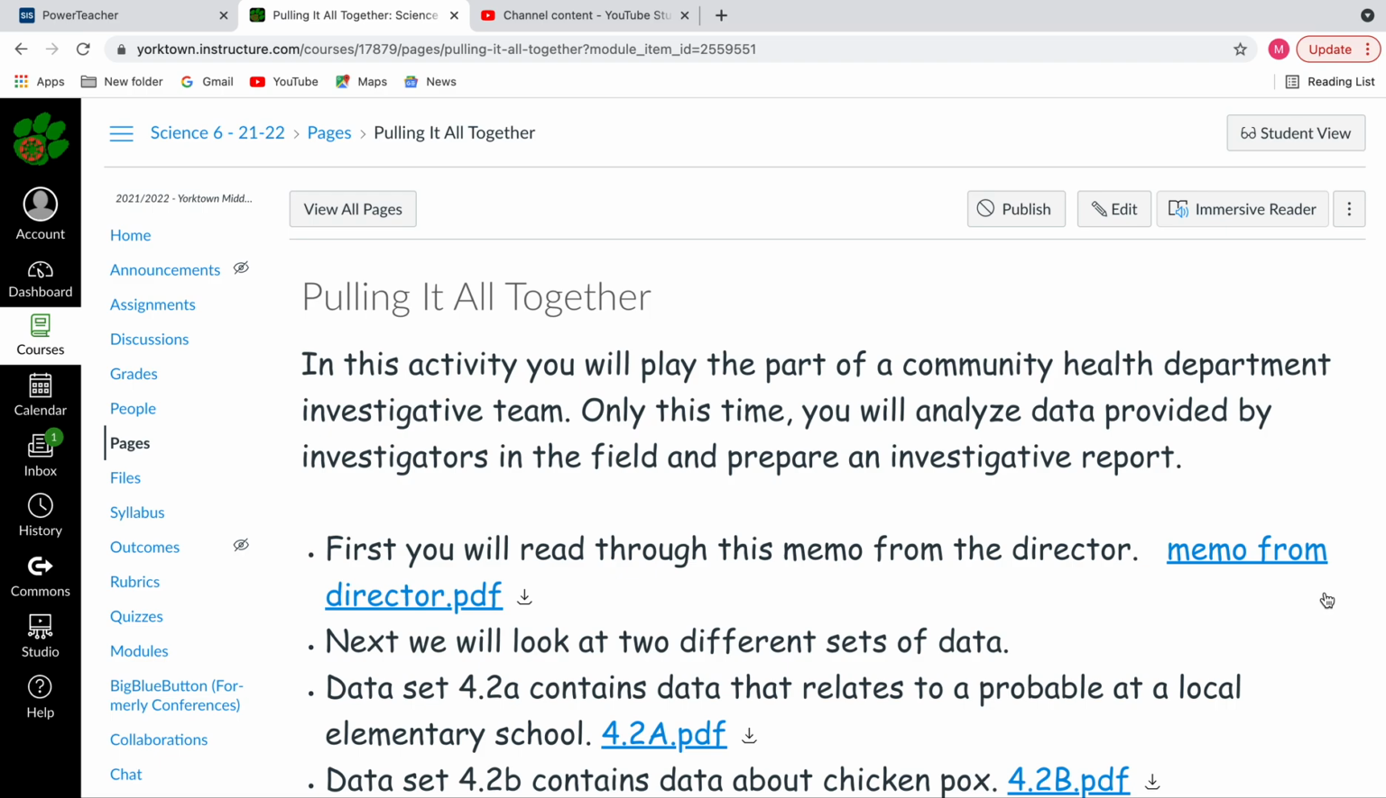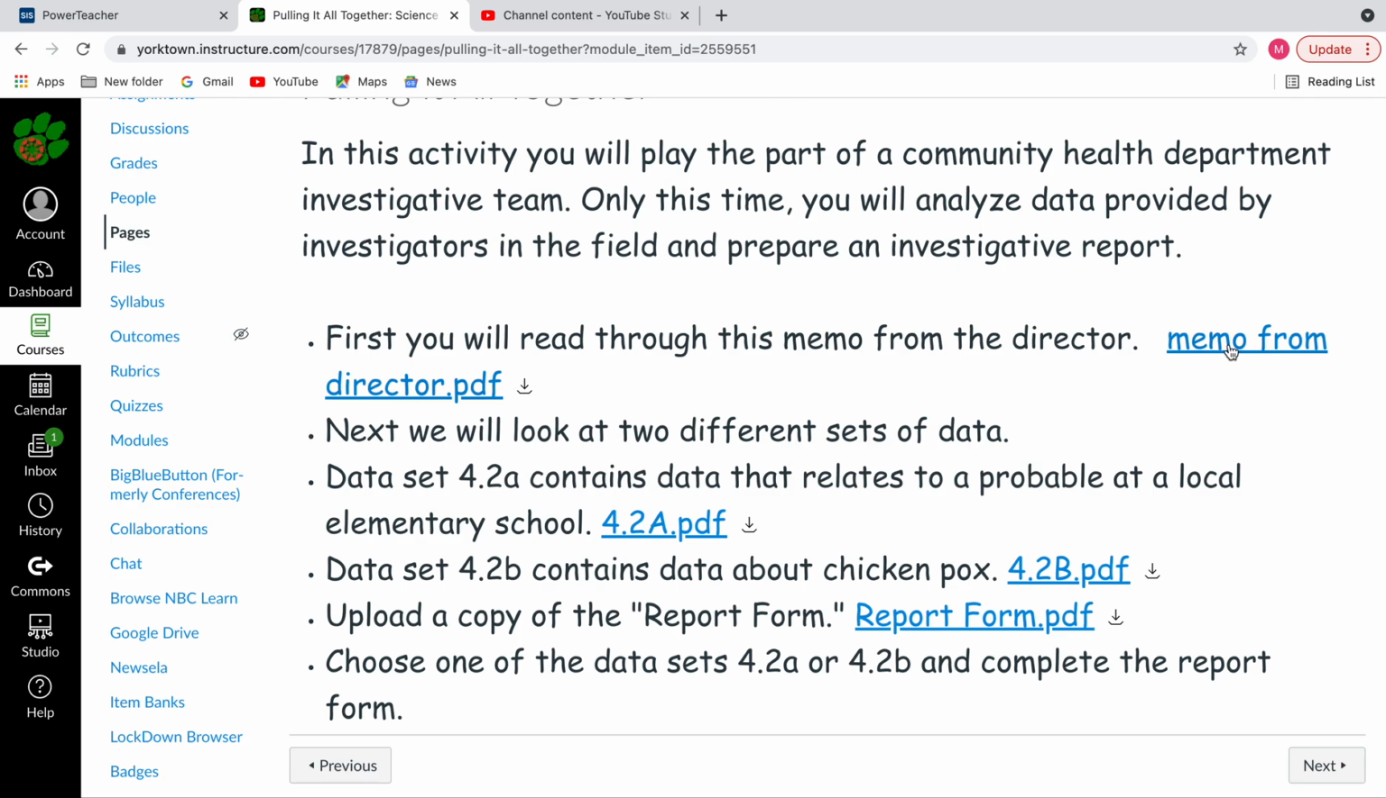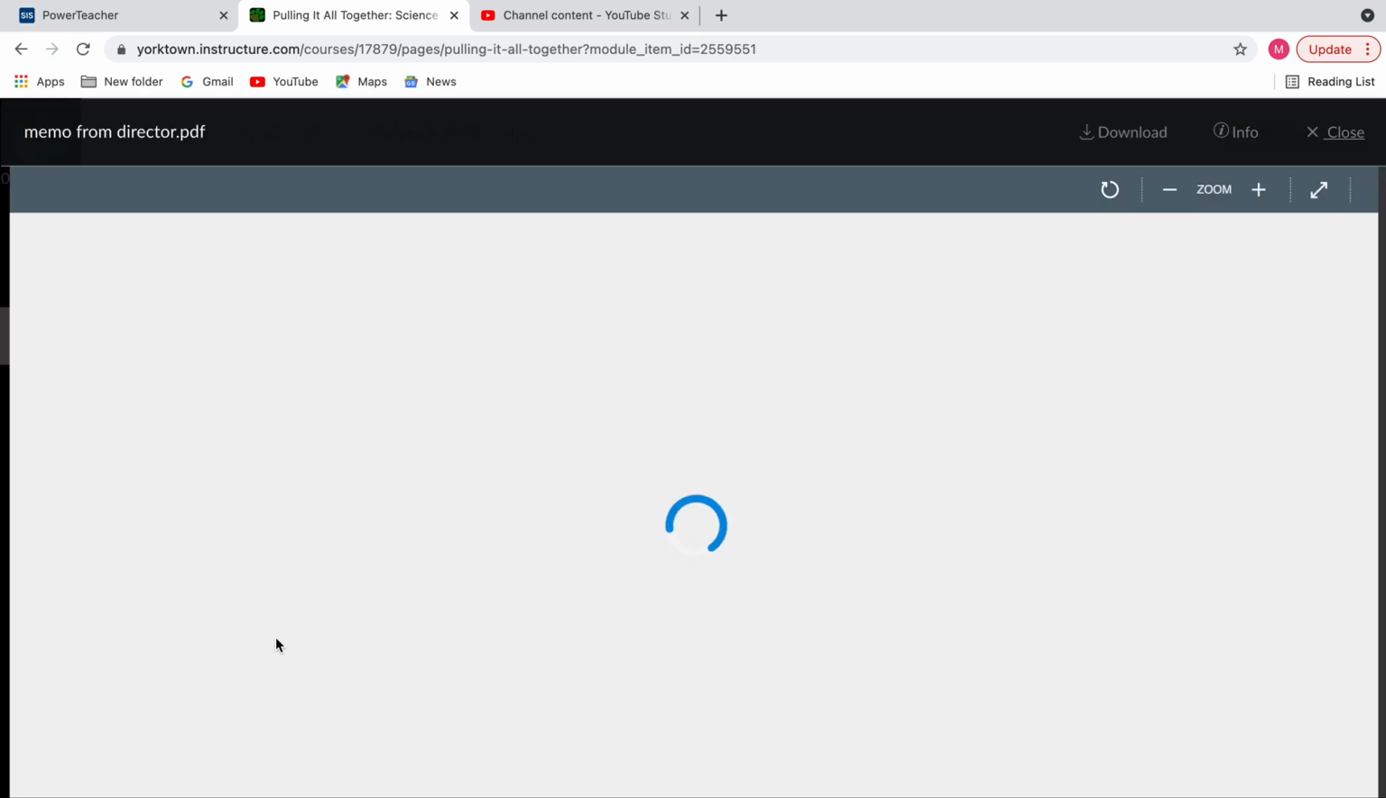In this activity, you will play the part of a community health department investigative team, similar to the last activity. Only this time you're going to analyze data provided by investigators in the field, and you will prepare an investigative report. So the first thing we will do is read through the memo together.